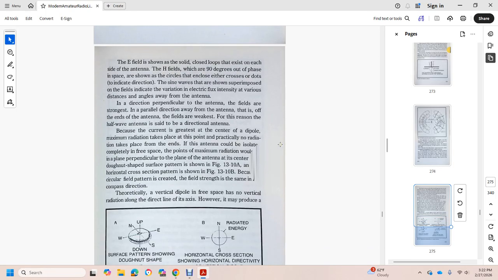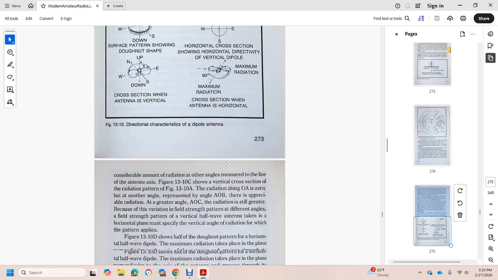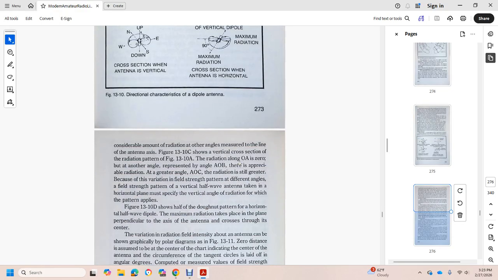A theoretically vertical dipole in free space has no vertical radiation along the directional line of the antenna axis, but it may produce considerable radiation at other angles. With a measurement on the line of the antenna axis, figure 13.10C shows the vertical cross-section of the radiation pattern of 13.10A, with the radiation line OA due to the angle represented.